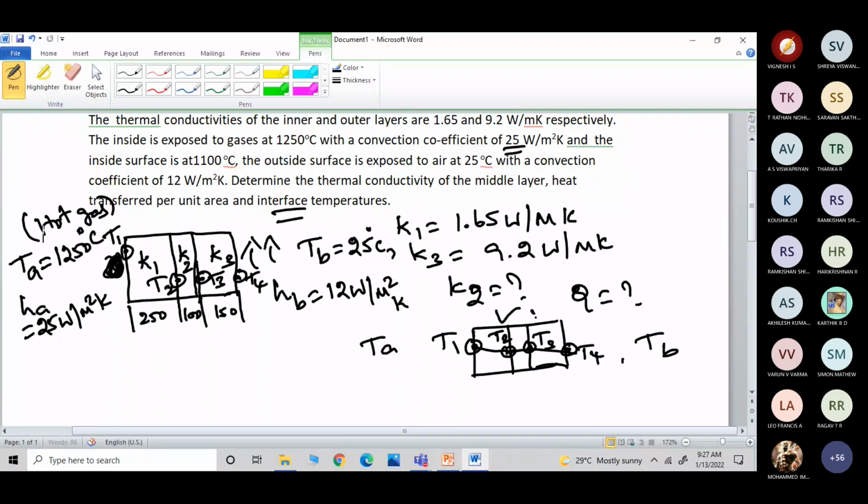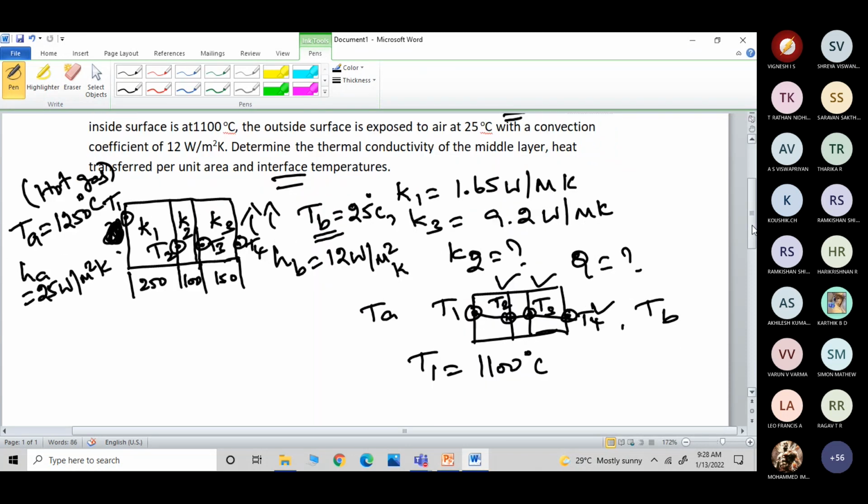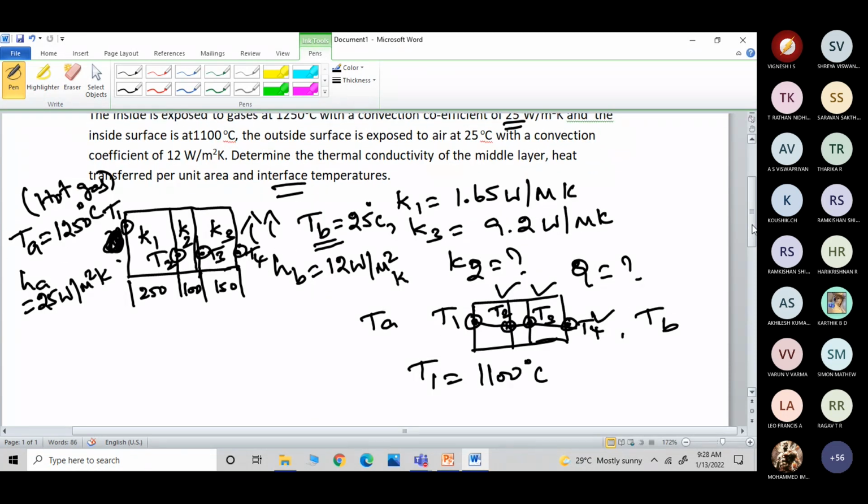So we are asked to find out T3 and T4. TA is given, TB is 25 degrees C. TA is 1250, and the inside surface temperature is 1100 degrees C. So T1 is also given, 1100. Am I correct or not? Yes, sir. All of you are able to understand?